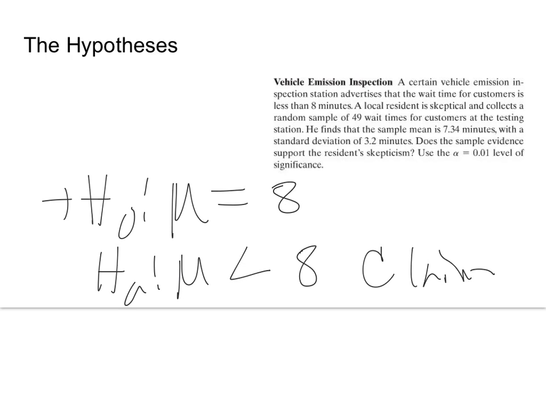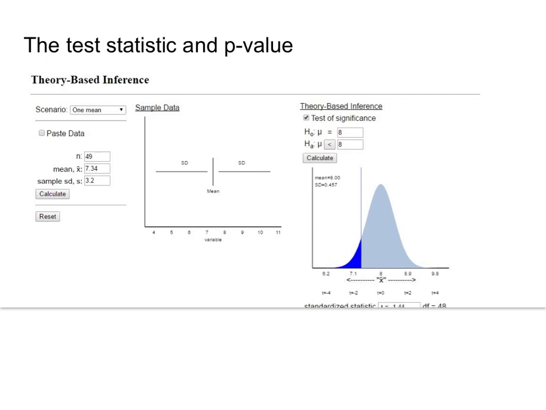That's the claim we're going to try to disprove, right? That's what the skeptic wants to disprove, that claim. So the skeptic is going to want to show that H0 is incorrect, or is careful that he can't reject H0. So I went out to that same applet, and I made sure I selected mean, and I typed in my sample size and my sample mean and my sample standard deviation. And then I selected test of significance. I said the average was equal to 8, and then my HA was less than 8. And then I calculated it.